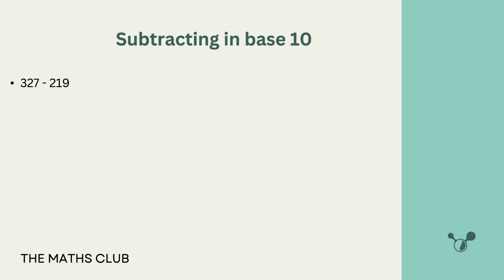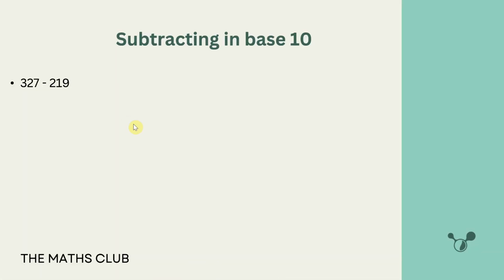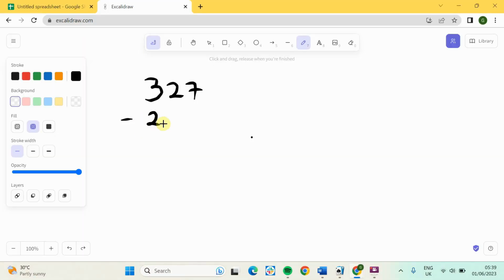When we are given this number 327 minus 219, so we said 327 minus 219. This is our normal subtraction that we are used to. 7 cannot minus 9, right? So we borrow 1 from this one. Remember, we're working in base 10.